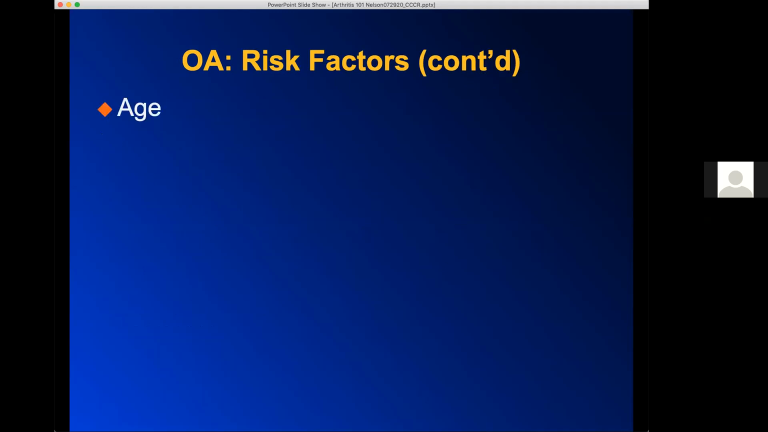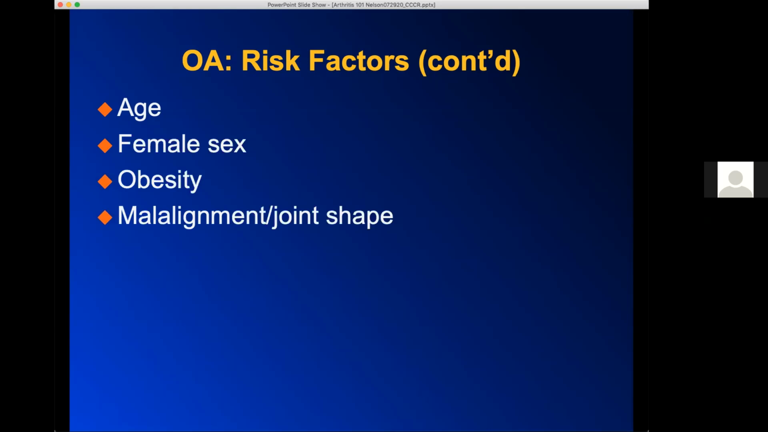There are a lot of risk factors for osteoarthritis, many of which are unfortunately not modifiable, things like age. We're more likely to get OA as we get older. Women are more likely than men, at least at some joints. Obesity increases our risk for developing OA. If our knee is malaligned or shaped a certain way that predisposes it to biomechanical stress, that can cause osteoarthritis over time. Genetics and heredity.